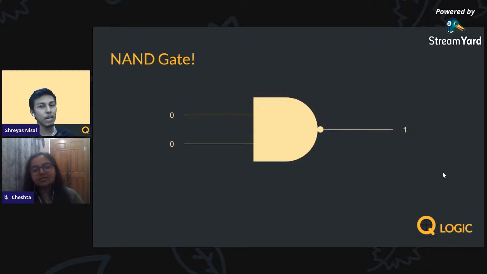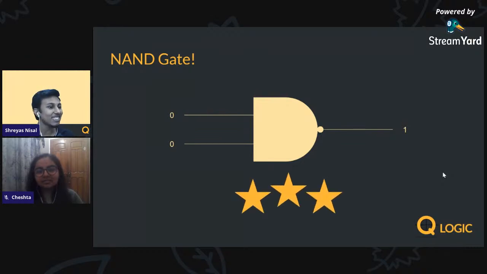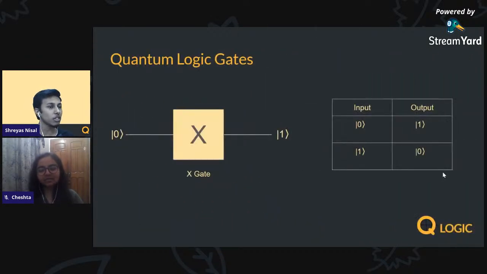So this solution, because it uses just one gate, is going to fetch you something like 3 stars because it's a more effective solution. But what we have seen is just with classical gates, and there are similar quantum logic gates that we have in quantum computing. You probably know about these.